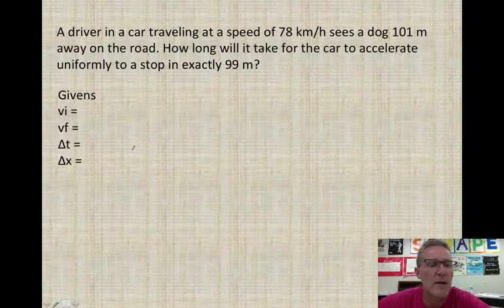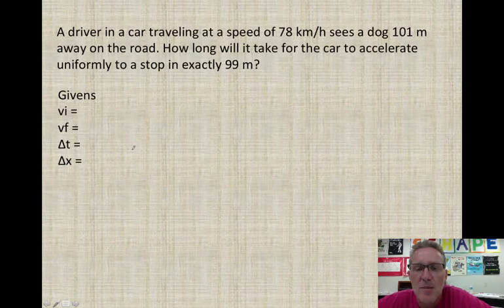Here we have a driver in a car traveling at a speed of 78 kilometers per hour who sees a dog 101 meters away on the road. How long will it take for the car to accelerate uniformly to a stop in exactly 99 meters? Notice we are using the term acceleration and we're slowing down. In physics, that's just going to be a negative acceleration.